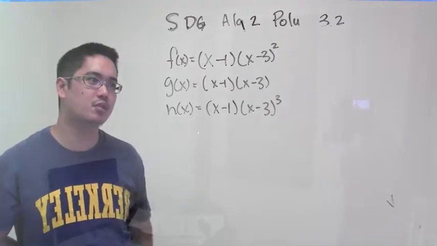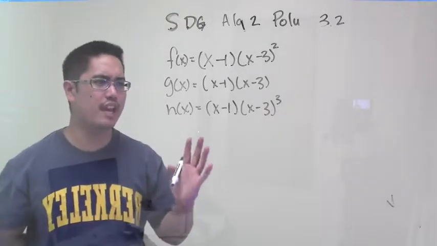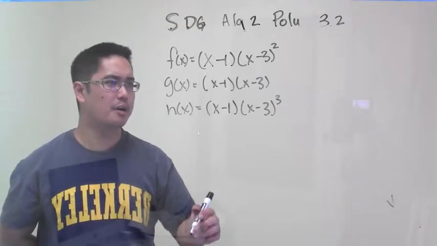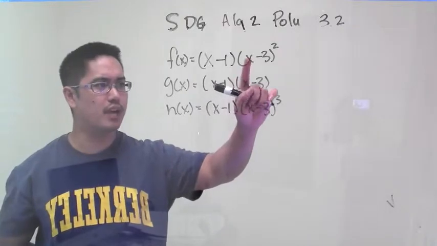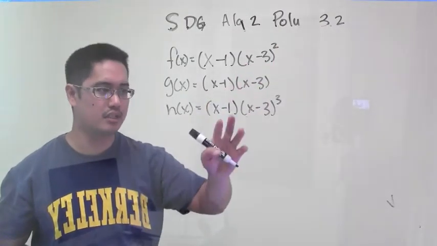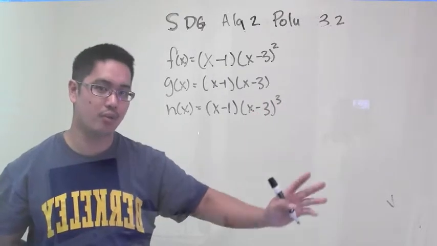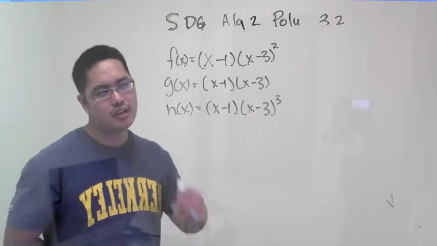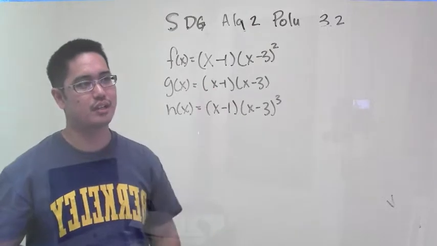Alright, I want to take a look at this one right here, and I want to take a look at where the x-intercepts are. This is x minus 1, x minus 3 squared. This is x minus 1, x minus 3, and this is x minus 1, x minus 3, that quantity cubed. Where are the x-intercepts of this function right here?